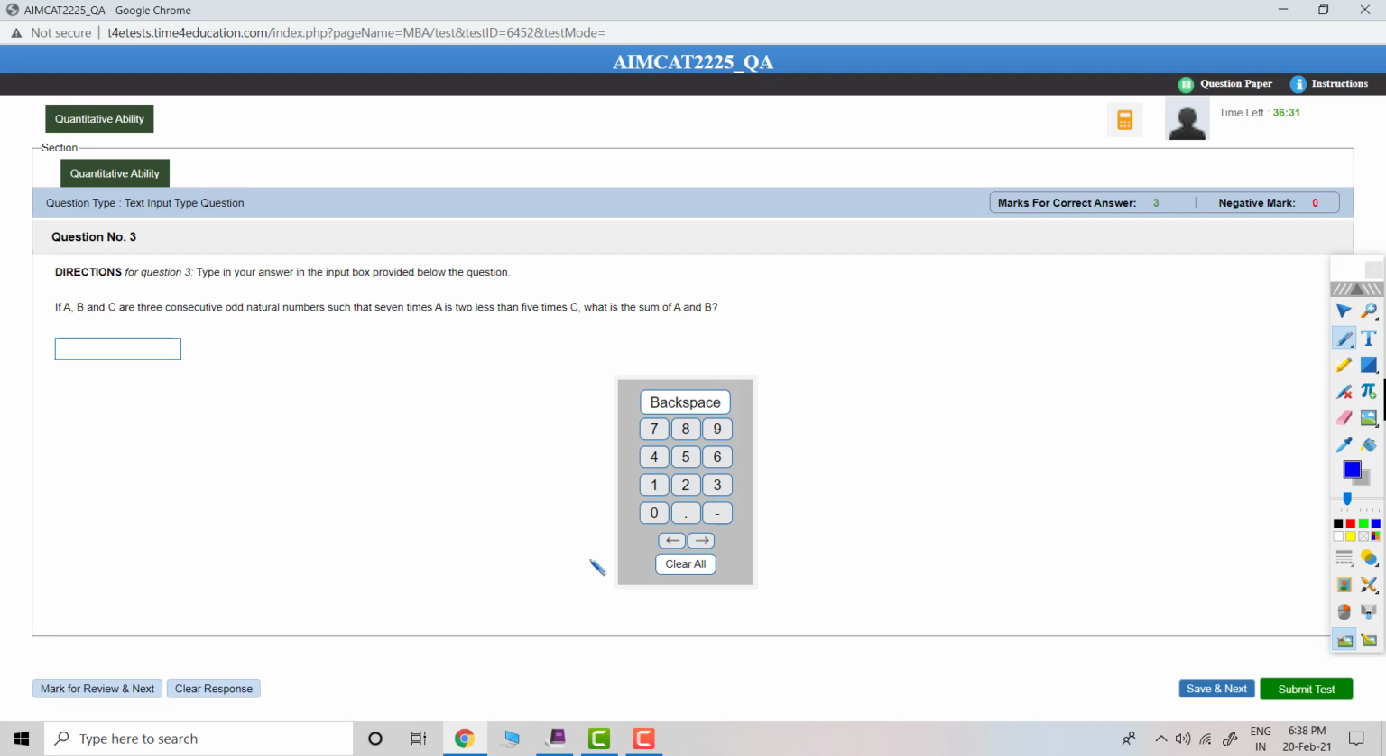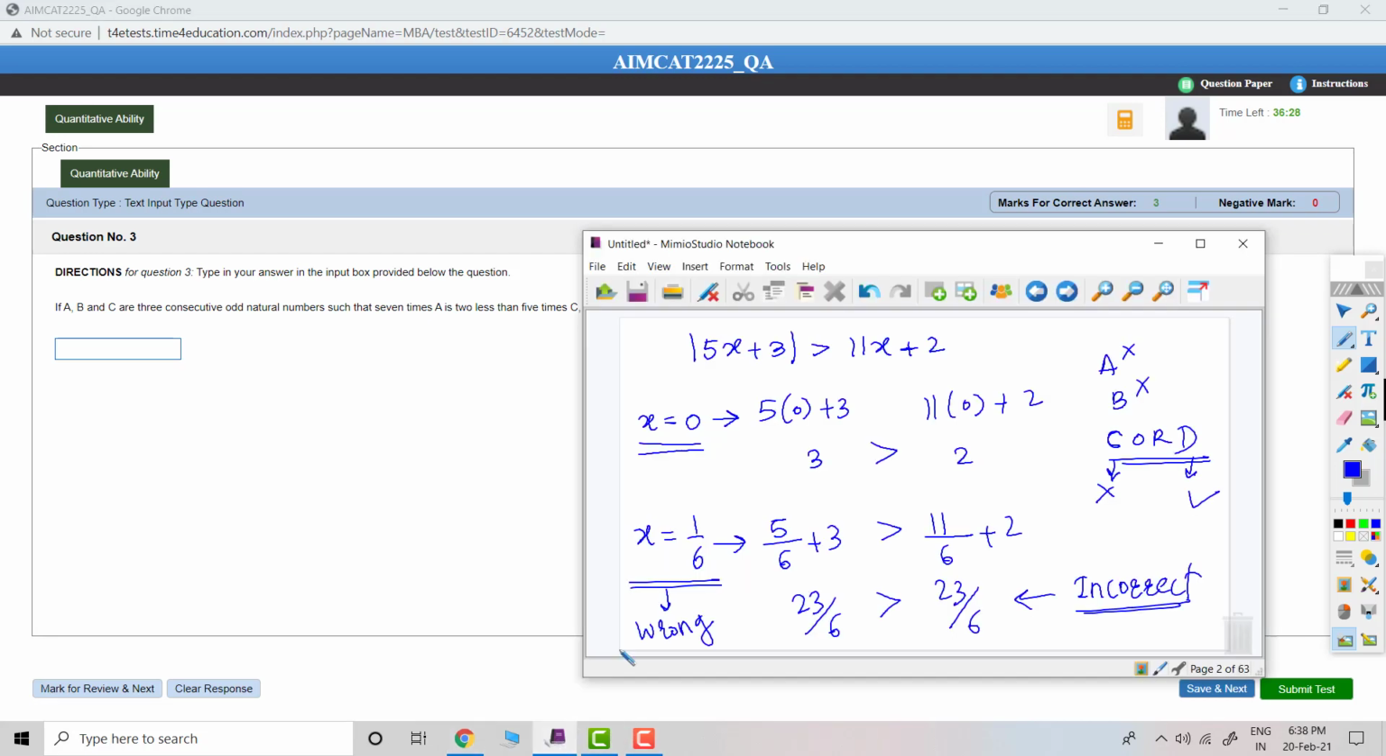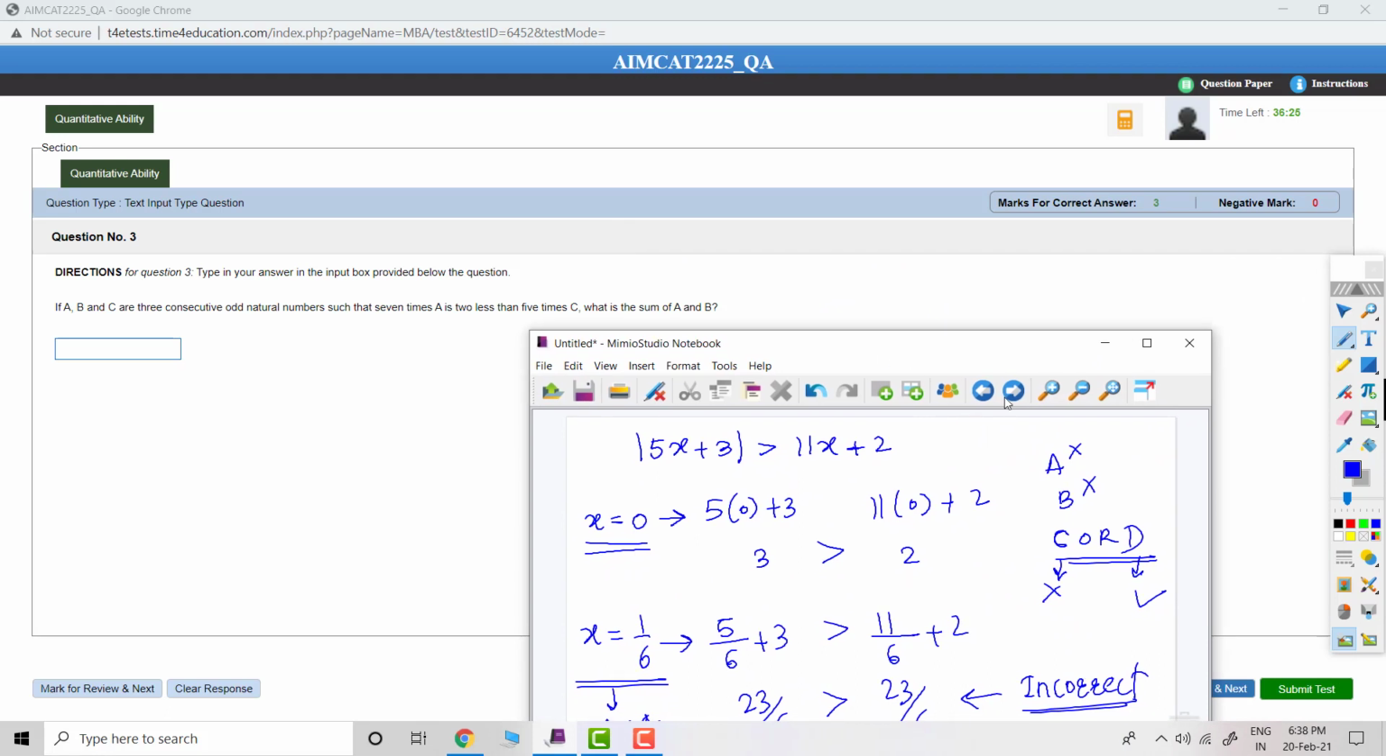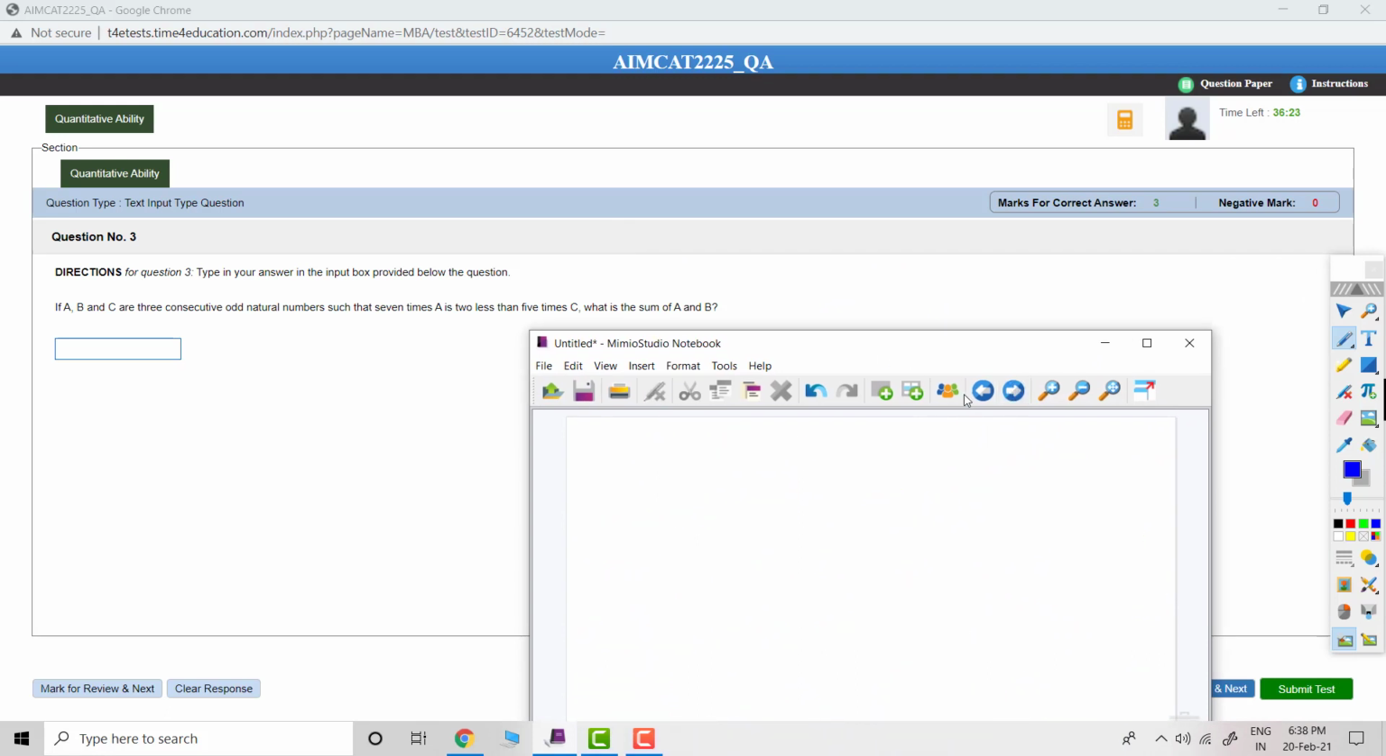Now let's have a look at the next question. Question number 3 says that A, B, C are three consecutive odd numbers. So I will consider B as x, C will be x plus 2 and A will be x minus 2. Now look here. After that, what is given? 7 times A, that means 7 times x minus 2, is 2 less than 5 times C, that is 5 times x plus 2.